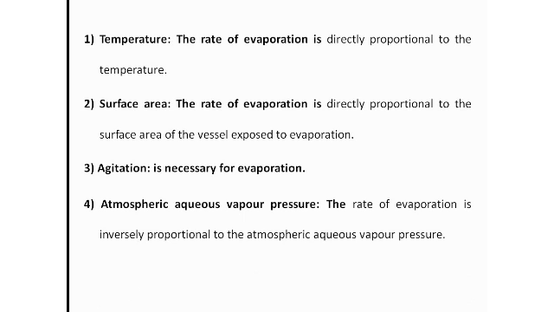The next thing is the atmospheric aqueous vapor pressure. So what is atmospheric aqueous vapor pressure? It is simply the humidity, the amount of water vapor which is present in the atmosphere, right? So if the area where you are conducting the evaporation process has more atmospheric aqueous vapor pressure, in that area the rate of evaporation will be less. Thus, the rate of evaporation is inversely proportional to the atmospheric aqueous vapor pressure. Right?